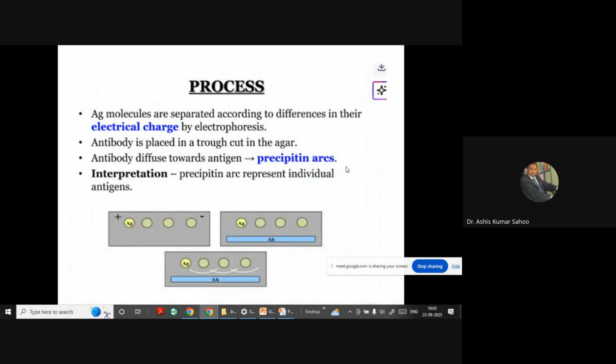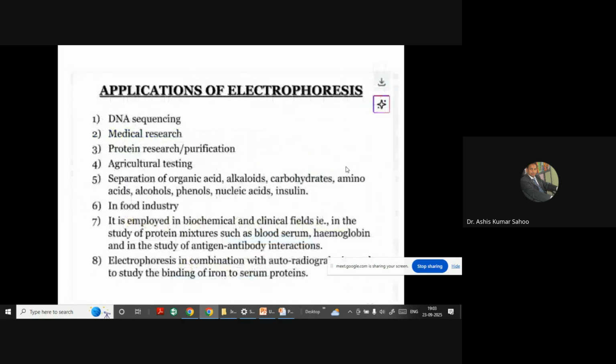Now, what are the applications of electrophoresis? Electrophoresis is used in DNA sequencing, in the medical research field, in protein research and purification, in agriculture and testing, in separation of organic acids, alkaloids, carbohydrates, amino acids, alcohols, phenols, and in the food industry. It is employed in biochemical and chemical fields in the study of protein mixtures such as blood and serum.